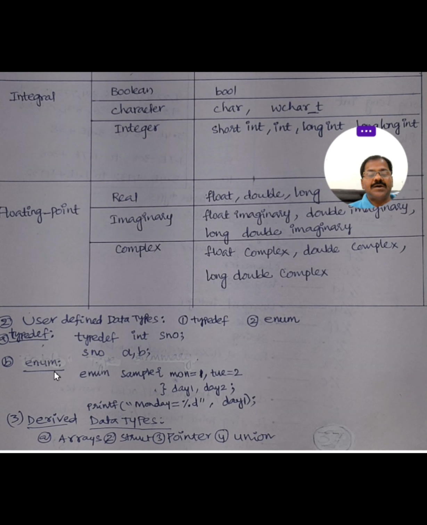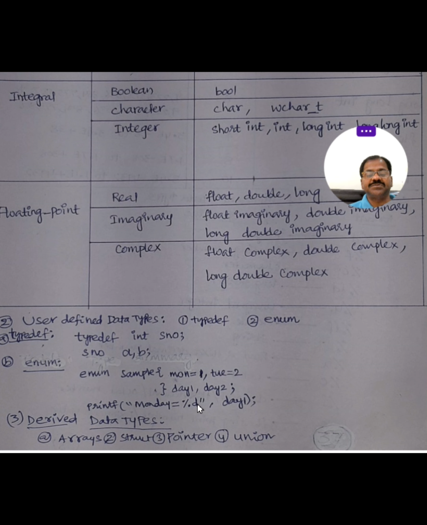Next one, enum. Enum is the enumerated constant values. Enum is the keyword or reserved word or predefined word. Next, enum Sample, where Sample is the user defined name. You can give any name, sample or test. Mon is equal to 1, Tue is 2. Close, here begin and close. Day 1, day 2 are the variables. These two are the enumerated constant values. Okay, enumeration is used to represent enumerated constant values.